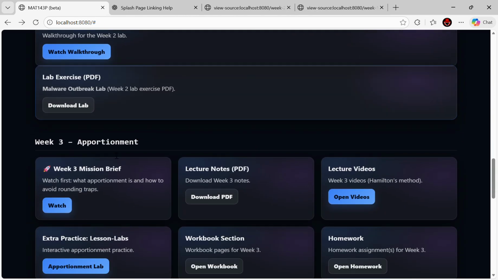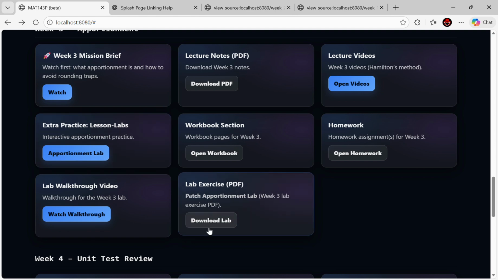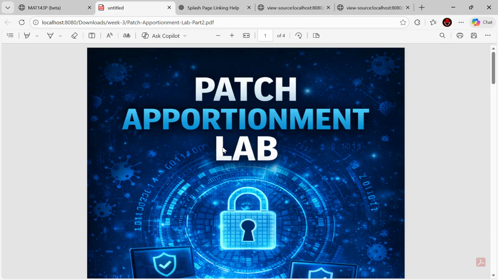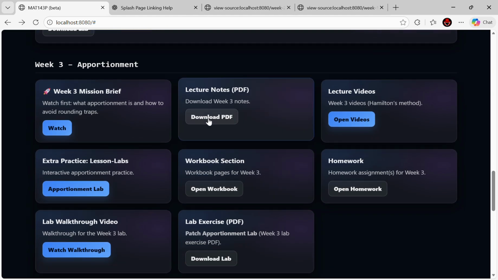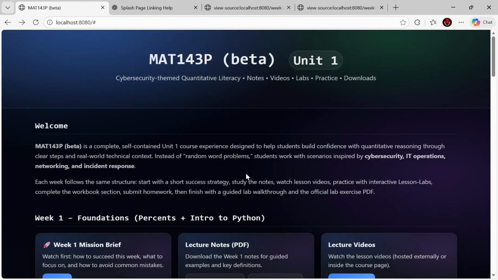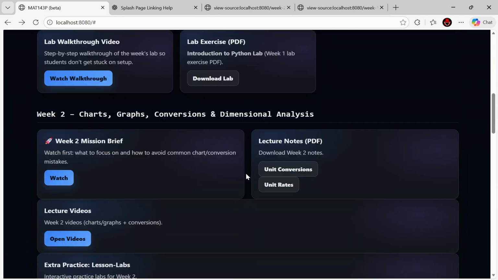Should have another lab in week 3. There should be a lab here. It does open up the apportionment lab. So the lab's working. Did I put any lecture notes? I don't think I put lecture notes. Nope. So I got to add lecture notes for that and the videos.